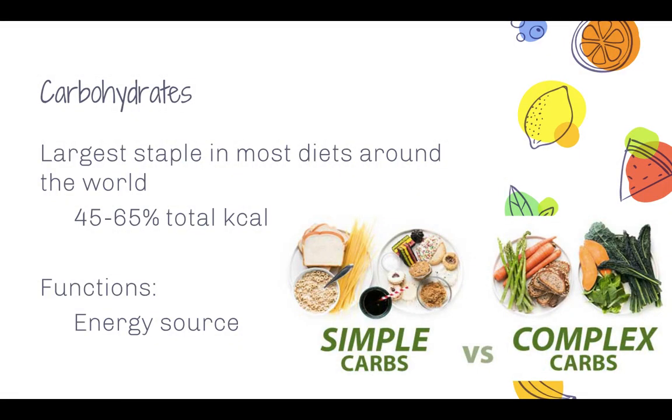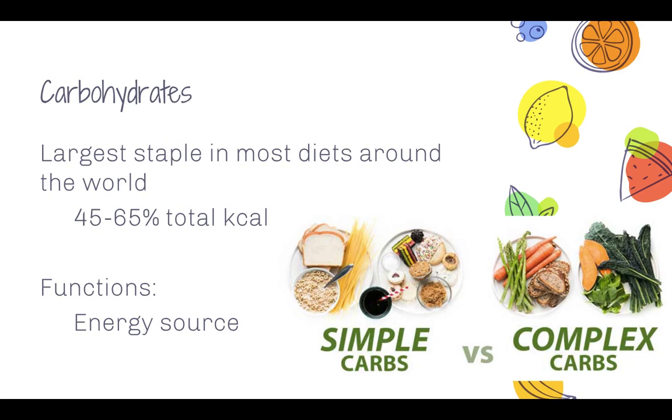So let's look at the main functions of carbs, protein, and fat, and food sources. We're going to start with carbohydrates because carbohydrates should be the bulk of everyone's diet. It's the largest staple in most diets around the world, and here in the United States, it's recommended to have anywhere from 45 to 65% of your total calories. This is a good recommendation across the board. However, some countries don't have access to higher protein foods or higher fat foods.